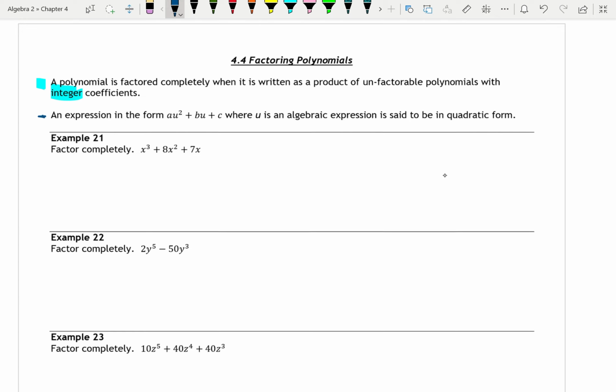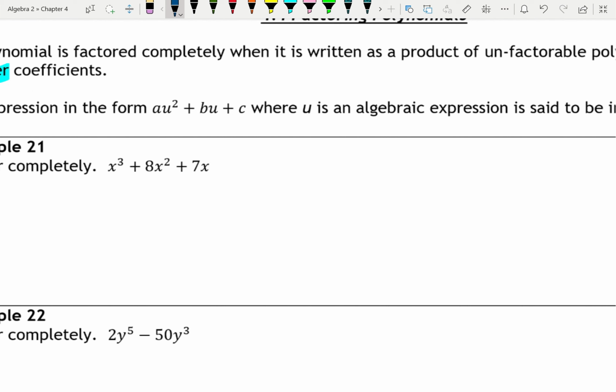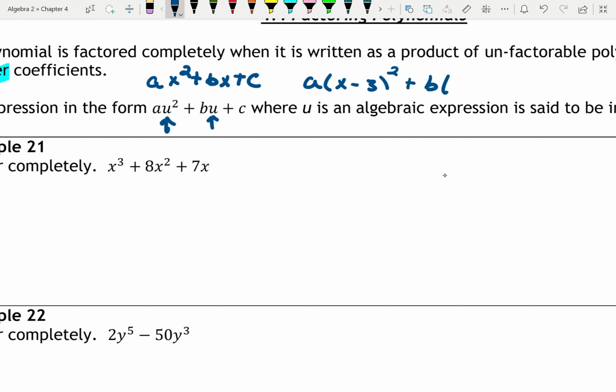An expression of the form au squared plus bu plus c, where u is an algebraic expression, is said to be in quadratic form. Now, we know a quadratic equation is ax squared plus bx plus c. But here we have the u, meaning that maybe we can have something that looks really weird. Maybe it's like a times (x minus 3) squared plus b times (x minus 3) plus c.